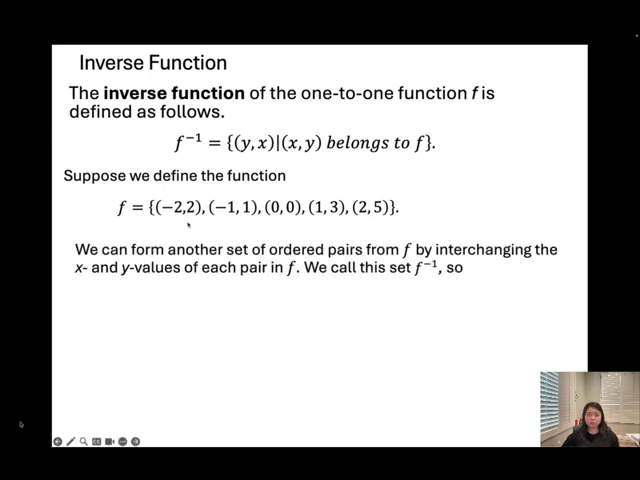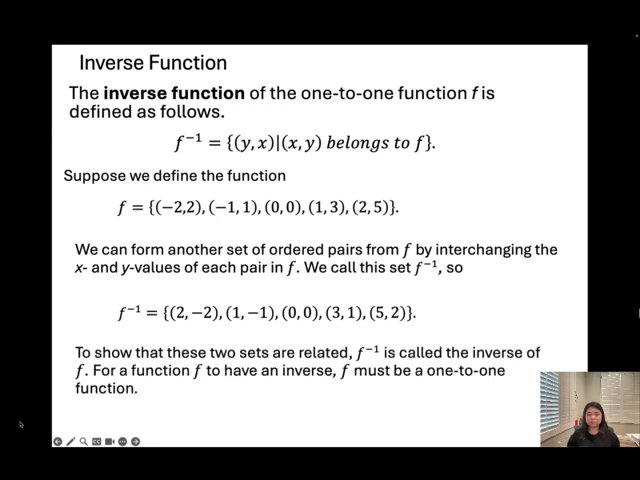For the inverse function, you switch the x and y coordinates in here. You could see in the inverse function, the x becomes the y and the y becomes the x. Same idea here. The x becomes the y and the y becomes the x. So this is called the inverse function. Keep in mind, an inverse function has to come from a one-to-one function.